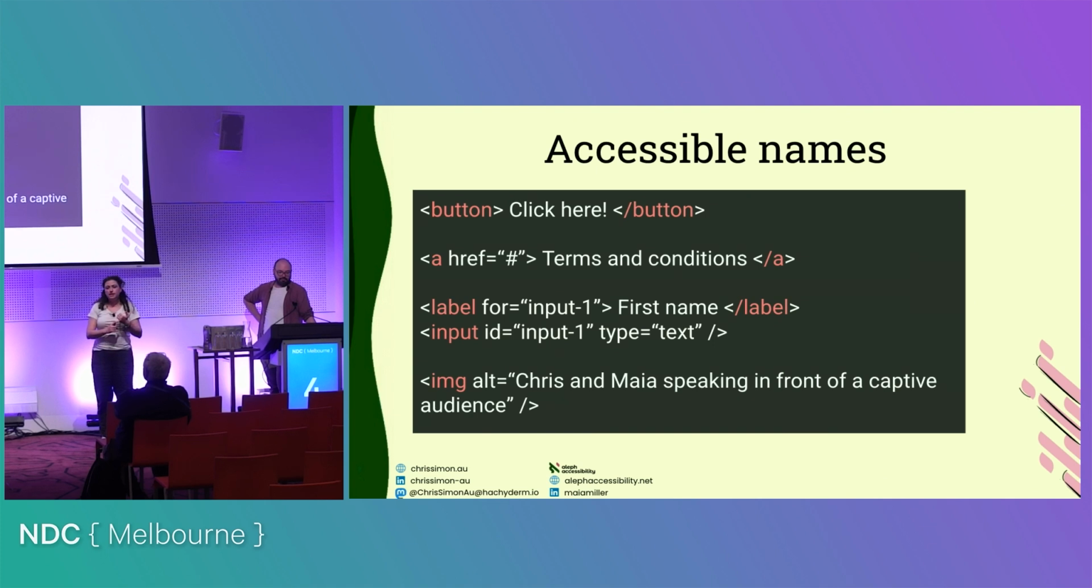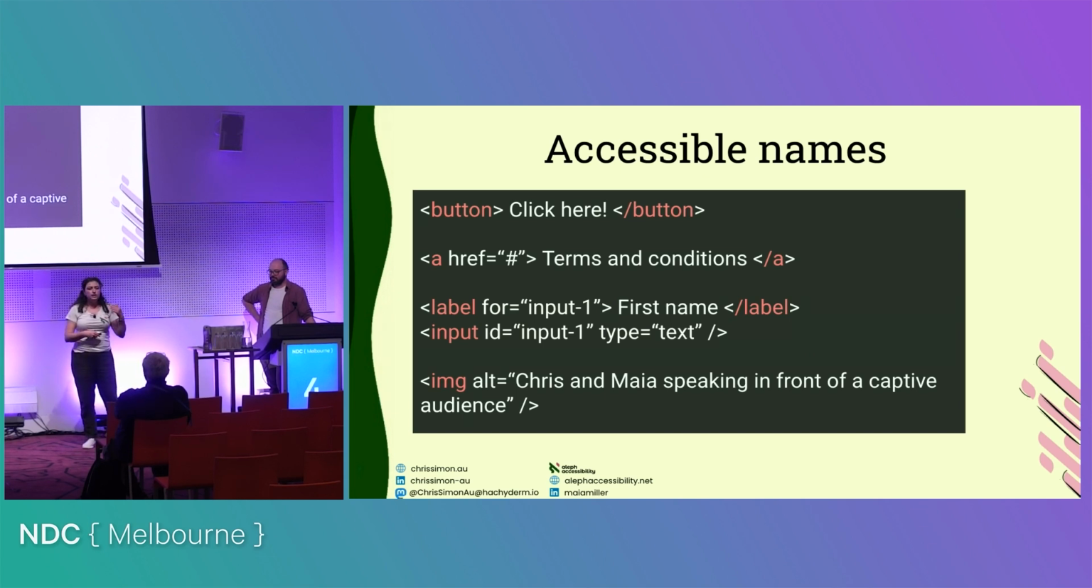It's the text on the button or the link that you would naturally put there, or it's the label when you put a for and ID connection on an input. It's the alt text on an image. That's where elements get their name. So it's not actually that complicated to implement.